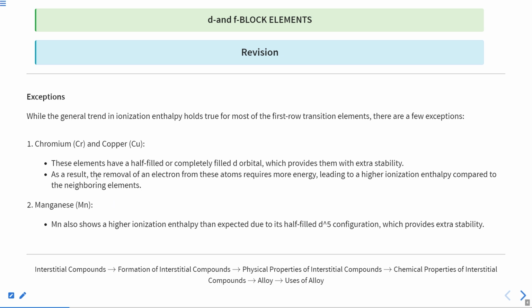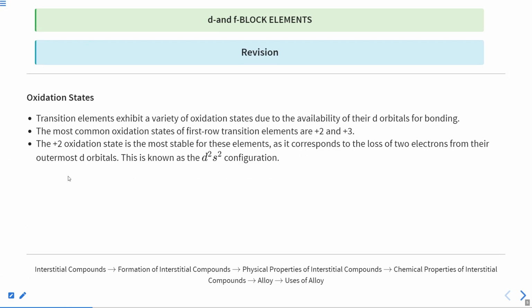Now next is manganese. Manganese also shows a higher ionization enthalpy due to the d5 atomic orbital. It is the d5 orbital, right? Because it is half filled. So due to the half filled configuration, it has a higher ionization enthalpy because of the extra stability that it gets due to the d5 configuration. Clear? Next, we will move to oxidation state.